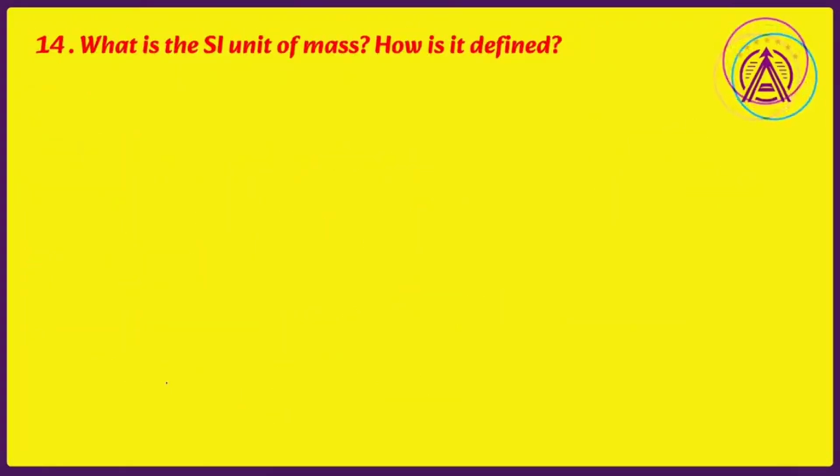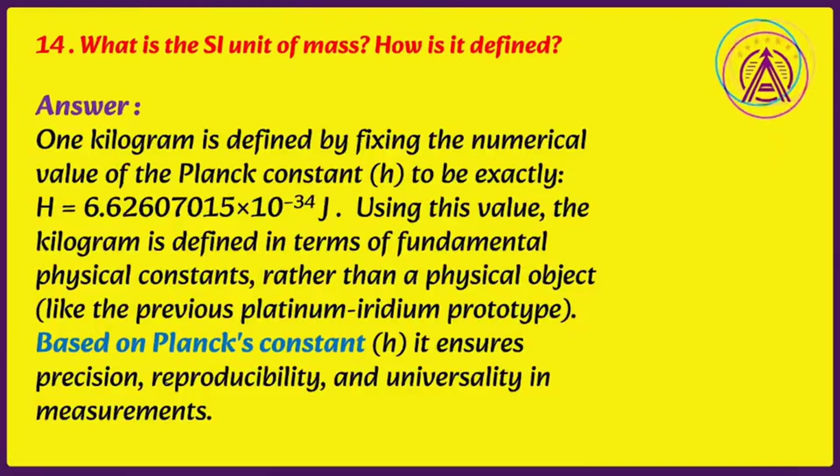Question number 14. What is the SI unit of mass and how is it defined? Okay. So the SI unit of mass is kilogram. 1 kilogram is defined by fixing the numerical value of Planck's constant to be exactly 6.6260701 into 10 to the power minus 34 joule seconds. Initially they were using a prototype. Further, they came up with Planck's constant and gave a method of calculation so that the precision and reproducibility is the same everywhere.